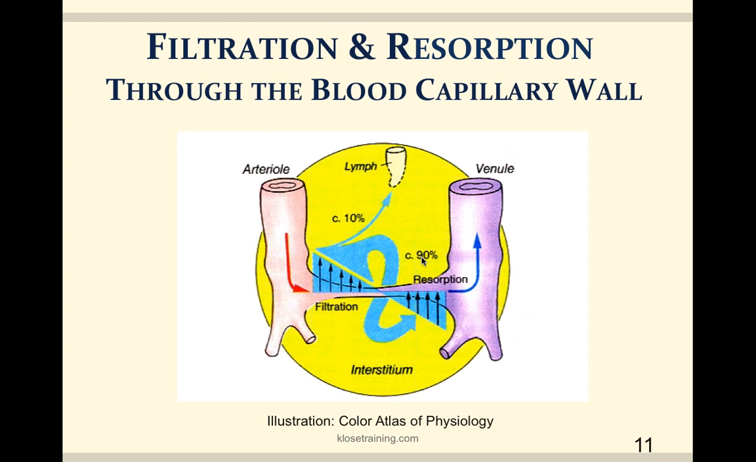So according to Starling's hypothesis, most fluid that leaves the blood capillary through filtration will be reabsorbed back into the bloodstream. So it's coming out here, but it's going back on the venous side. It's getting reabsorbed into the bloodstream again. But only a small percentage will escape into the extracellular fluid, and that's what we call lymph fluid. So that's according to Starling's law.